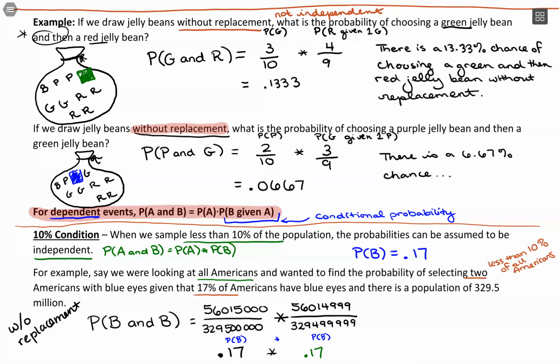When we work with a large population and sample such a small portion, instead of worrying about these big messy fractions, what we could have done is just skip all of that. And because we're sampling 2 out of all Americans, we can assume we have independence and just use our rule with independence of taking the probability of blue eyes times probability of blue eyes. So this 10% condition is going to come up every now and then in that we can assume we have independence when we sample a small portion of our larger population.